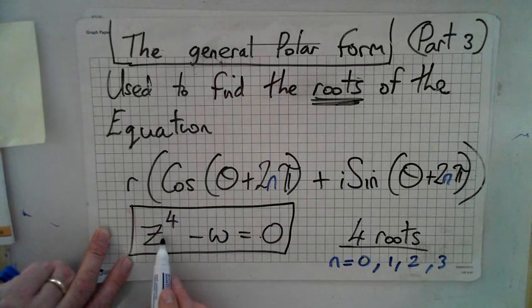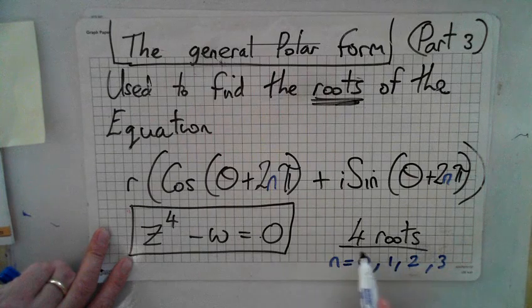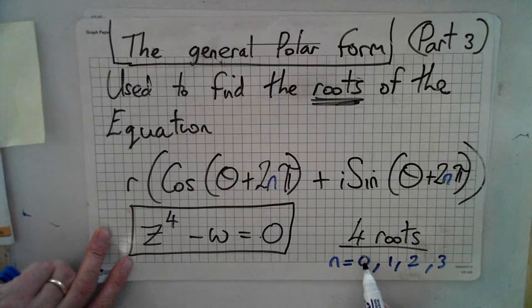And how many roots has this equation got? It's got 4 because the highest power is 4. So it has 4 roots. So we start off with n. The first value of n is 0. Second one is 1, and then 2, and then 3.